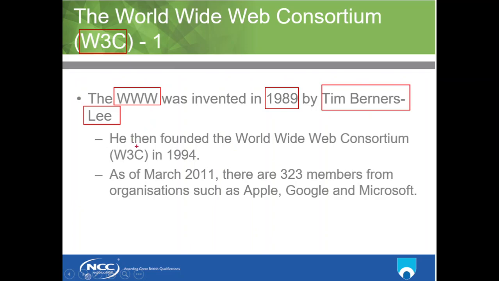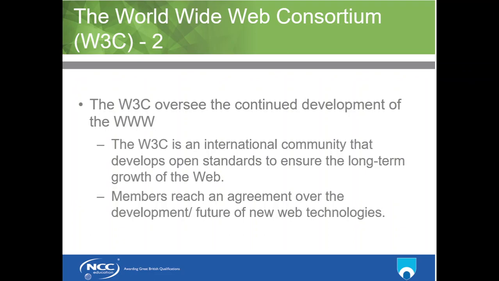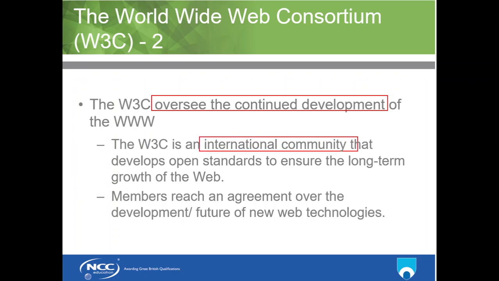Now, he then founded the consortium W3C in 1994 in order to bring in people, including multinational organizations and any other interested individuals, to develop the WWW. So really, by March 2011, it had more than 323 members from organizations such as Apple, Google, Microsoft. So what is the purpose of the W3C consortium? What do they do? Now, W3C oversees the continued development of the WWW. So it is an international community that develops open standards. Very important, open standards.